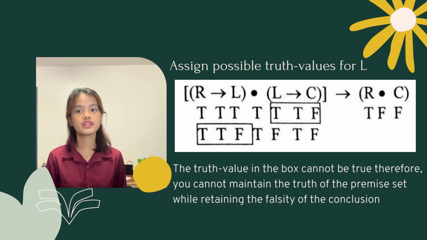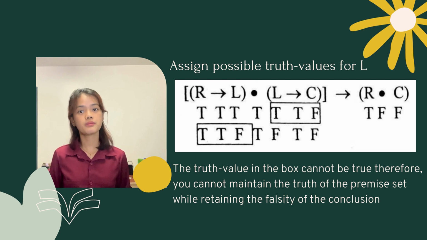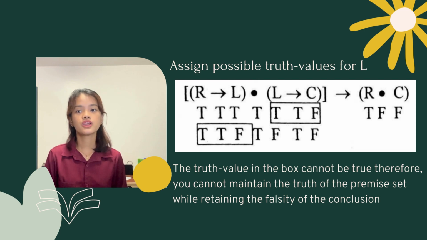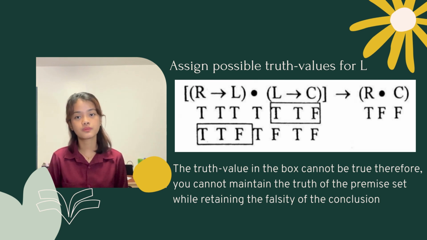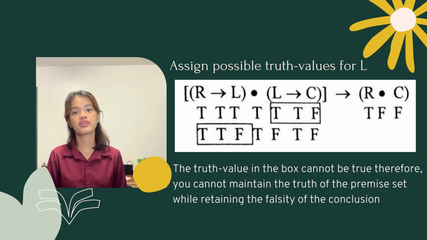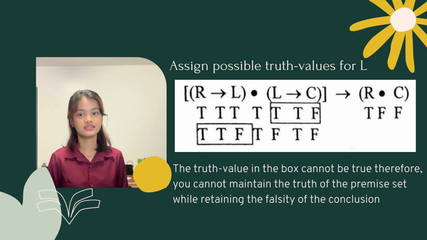You may conclude that the argument is valid, but remember, there are other combinations of truth values in the conclusion considering that it is a conjunction. Notice that in the remaining combinations of the truth values of R and C, you were able to falsify the conclusion while retaining the truth of the premise set. The argument form, therefore, is invalid.